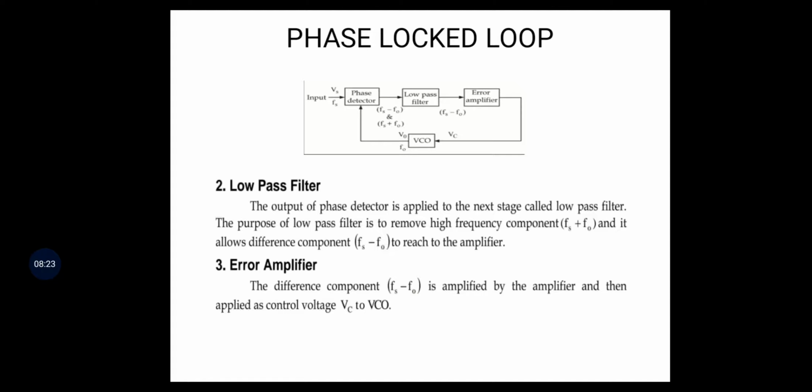Here the output of the low pass filter signal is Fs minus F0. This Fs minus F0 signal is amplified by the error amplifier, and it gives the output Vc, the voltage control voltage. This control voltage drives the voltage controlled oscillator. This is the third stage of our phase locked loop, PLL.